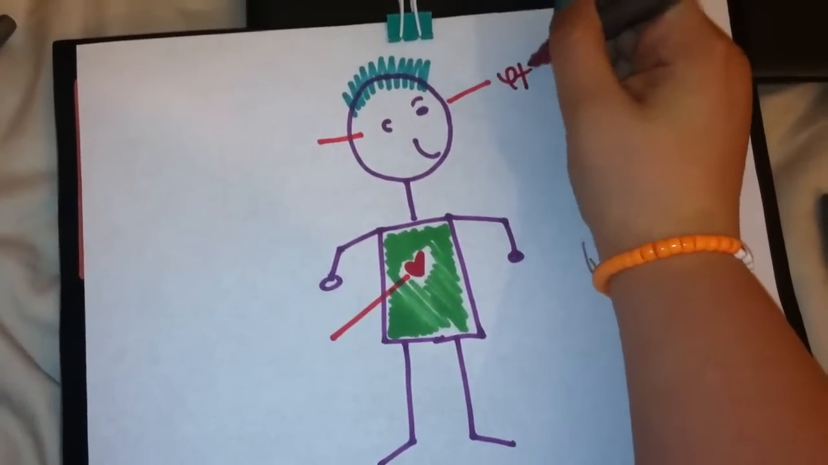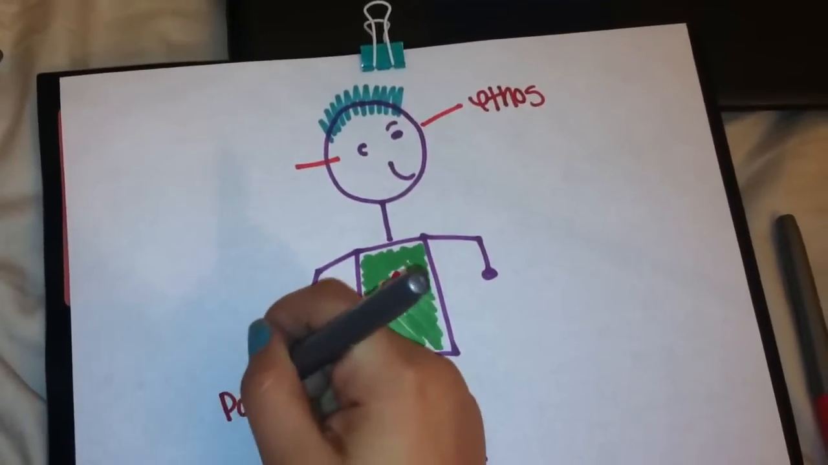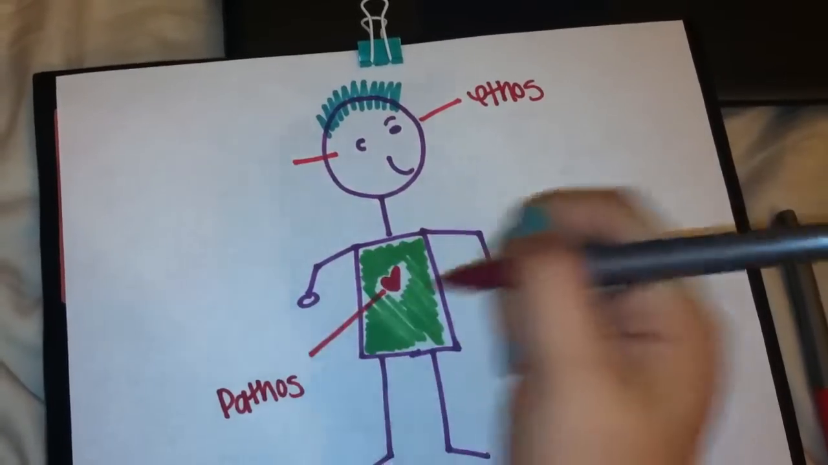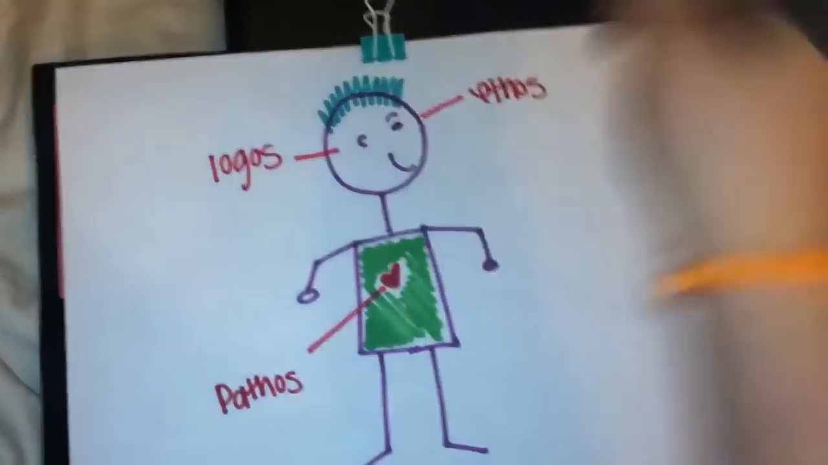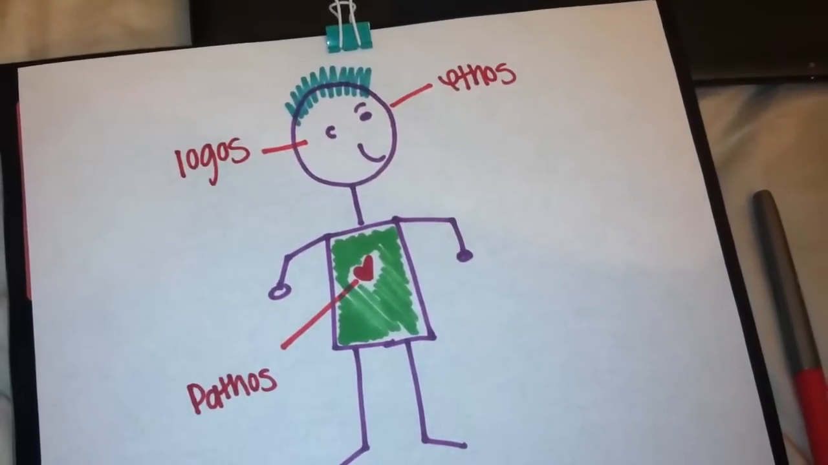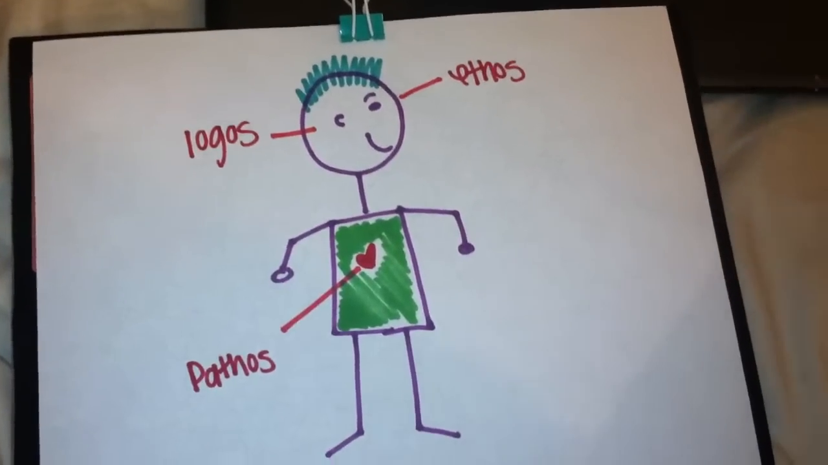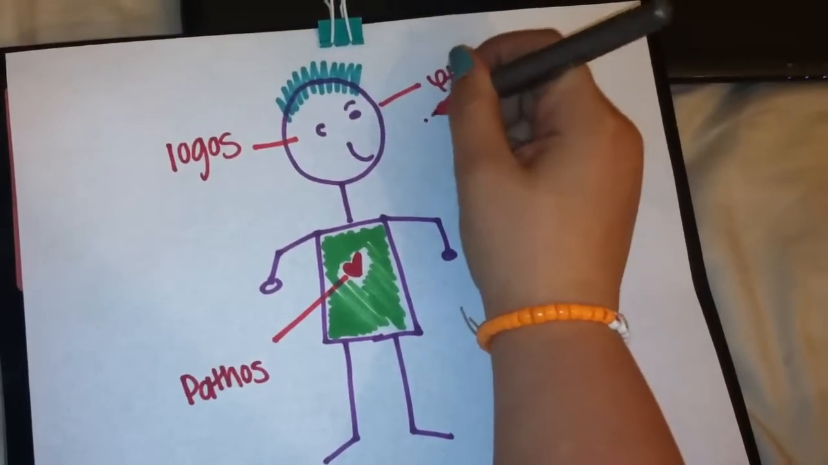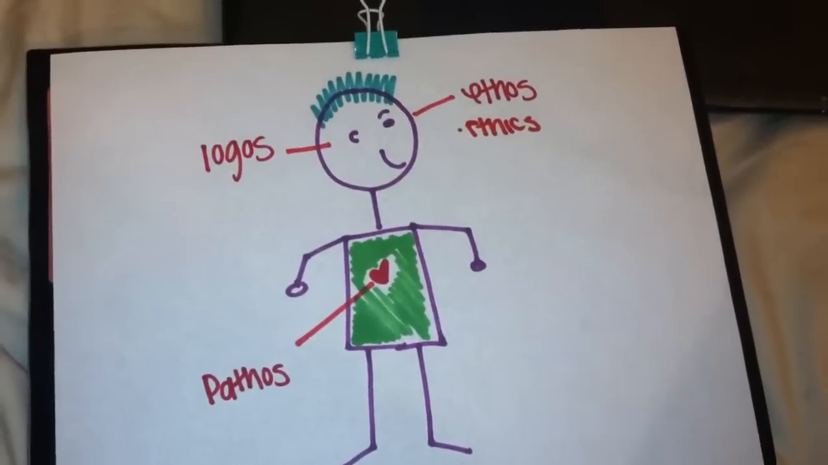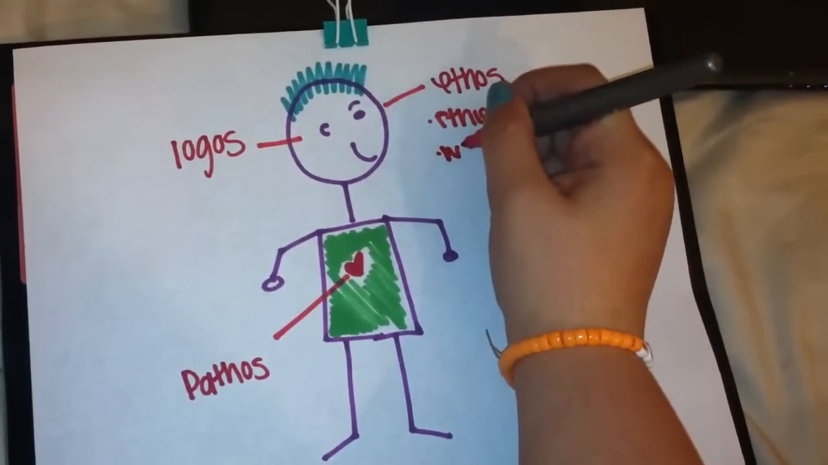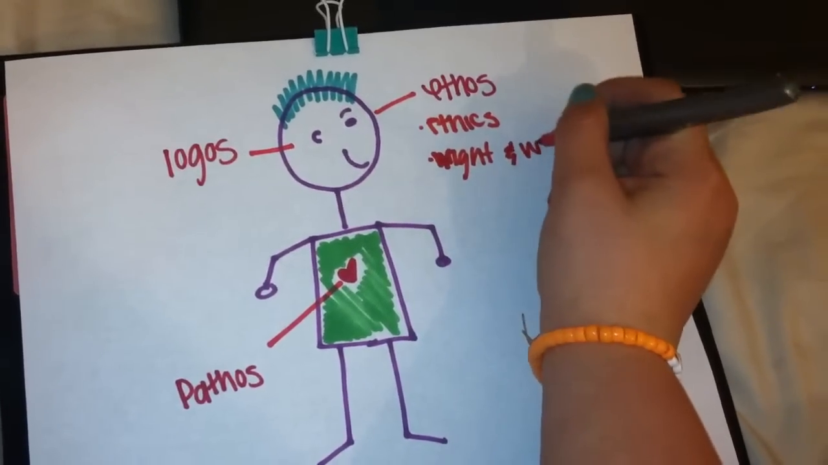This one is ethos. This one down here is pathos. And this one up here is logos. I'm going to explain each of them very simply, hopefully. Ethos is basically ethics. It literally means ethics in English. And it refers to right and wrong.